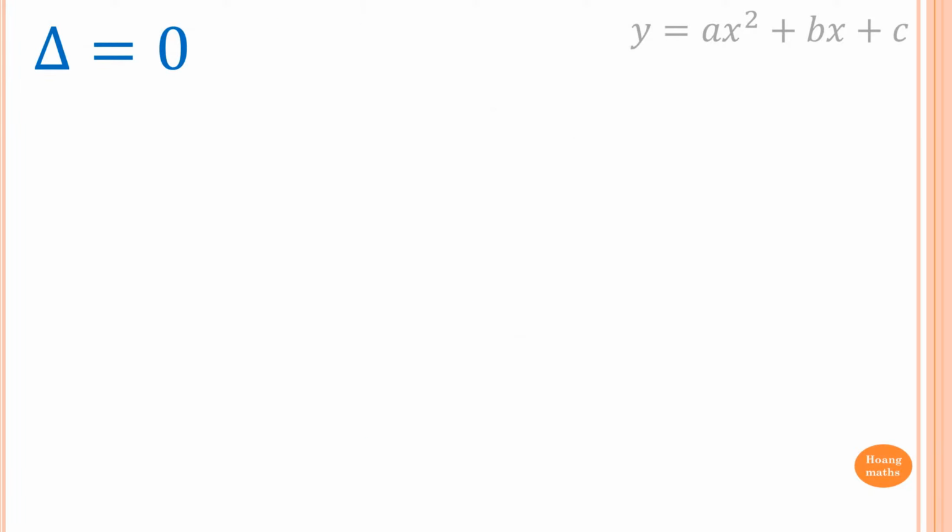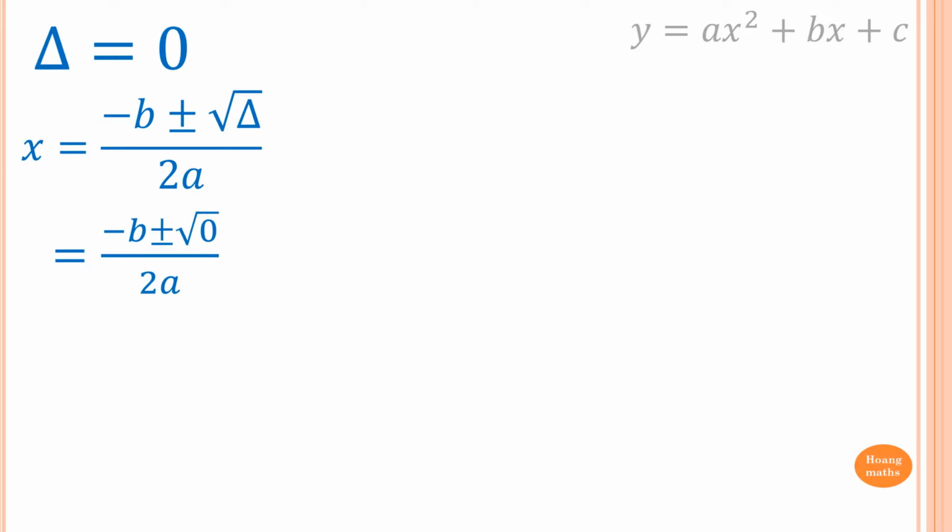Now, let's say the discriminant is equal to 0. The equation is x is equal to negative b plus minus square root of discriminant all over 2a. Because the discriminant equals 0, the equation becomes negative b plus minus square root of 0 all over 2a. Of course, square root of 0 is 0. So the answer is x is equal to negative b over 2a, because plus 0 and minus 0 are the same.